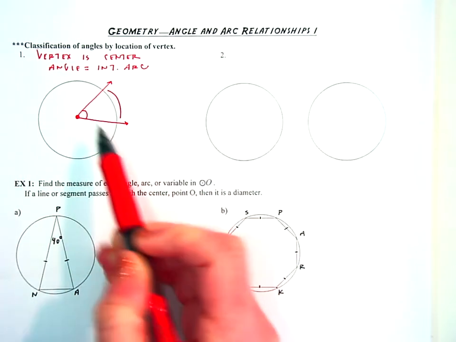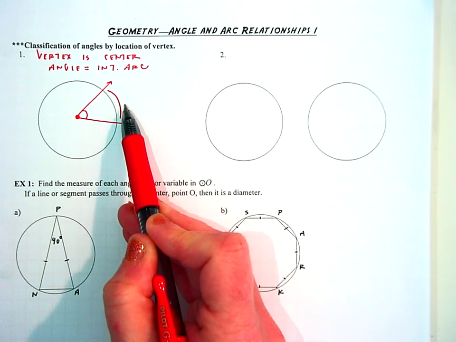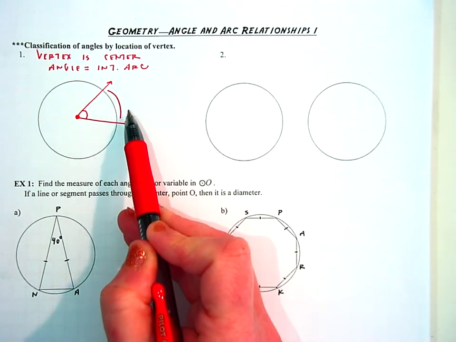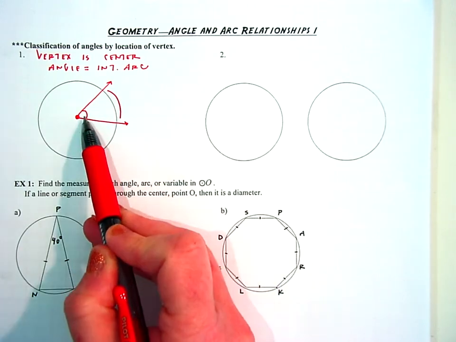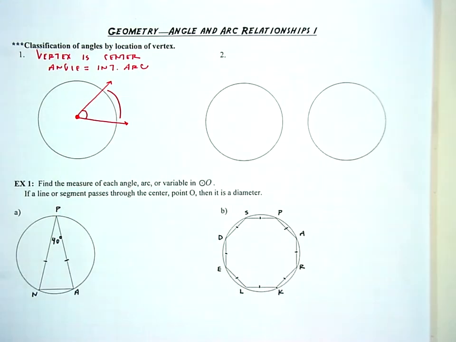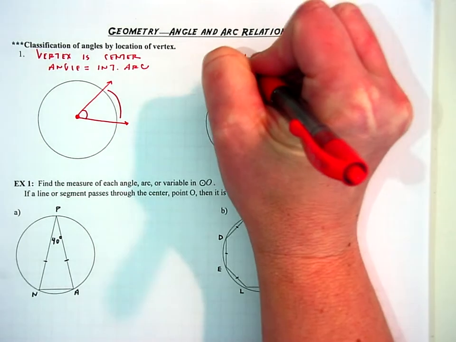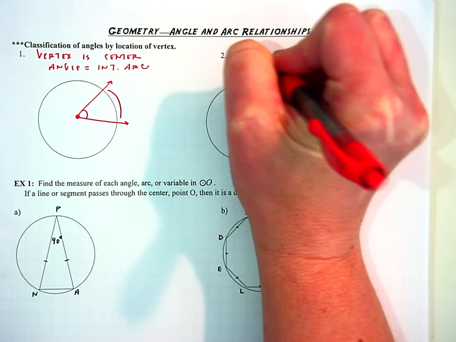So right here, if that angle is 80, this arc measure would also be 80. If the arc here was 47 degrees, the central angle would also be 47 degrees. Okay, our second relationship is when the vertex is on the circle.